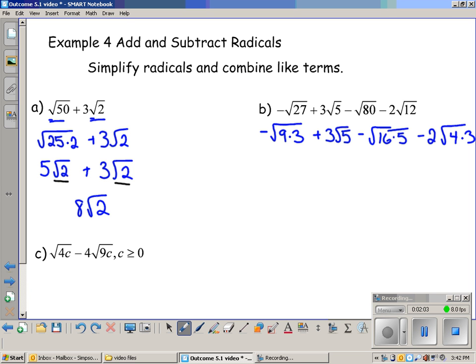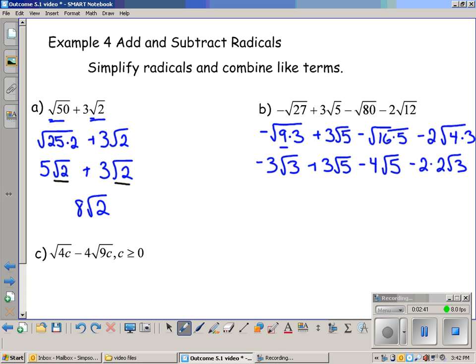Simplifying our first radical, the square root of 9 is 3, so we end up with negative 3 outside of the root. Under our root, we're left with 3. No simplifying to do with the next term, so plus 3 root 5. The square root of 16 times 5, well, the square root of 16 is 4, so we take the 4 out front of the root, and we're left with 5 underneath. Minus 2 times, the square root of 4 is 2, and we're left with the 3 under the root.